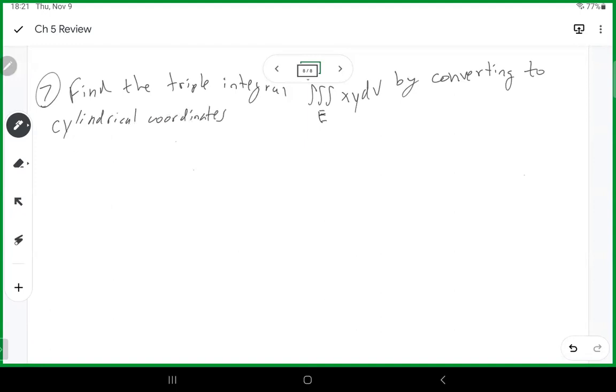Okay, so assume that E is the solid enclosed by the surface z equals 0 and z equals x squared plus y squared, whose projection onto the xy plane is the circle?